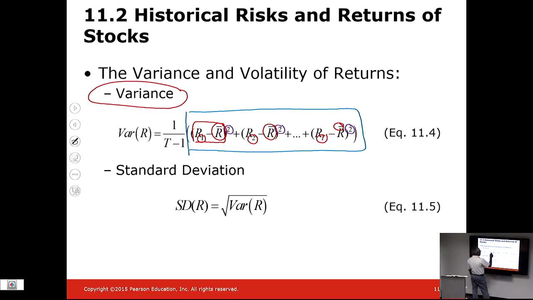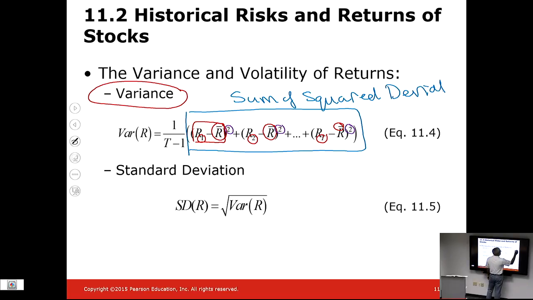After we add up all of the squared deviations, the blue box represents the sum of squared deviations from mean. So again, let's recap the process. We take the difference between each return from its mean value. That's the deviation from mean. Then we square it, and then we add them up.